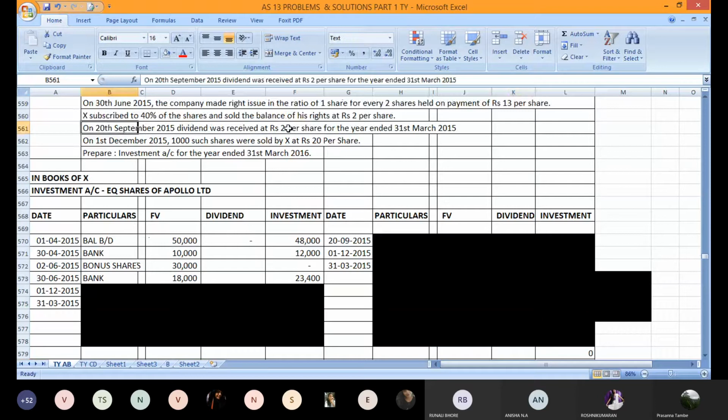Now let's read the next transaction. On 20th September, dividend was received at 2 rupees per share, which is for the year ended on 31st March 2015. Okay, so on 20th September, the company has paid the dividend, which relates to an earlier year, that is 31st March 2015. So we have to find out how much dividend is received and how much amount will be credited to investment account or dividend account, as the case may be.